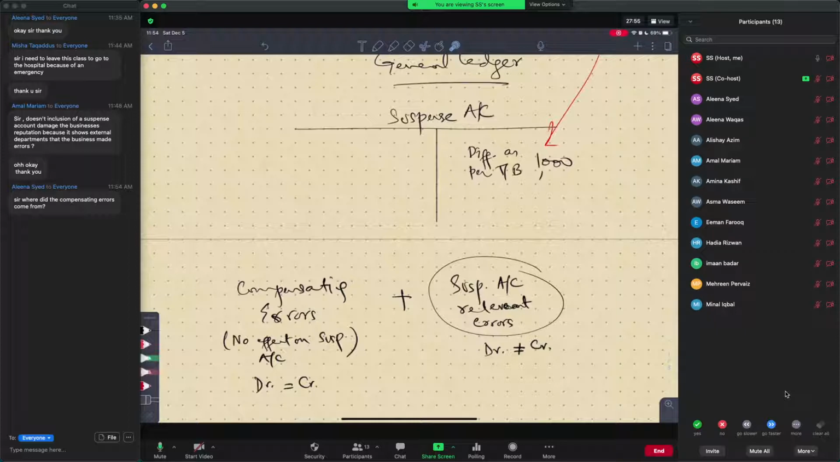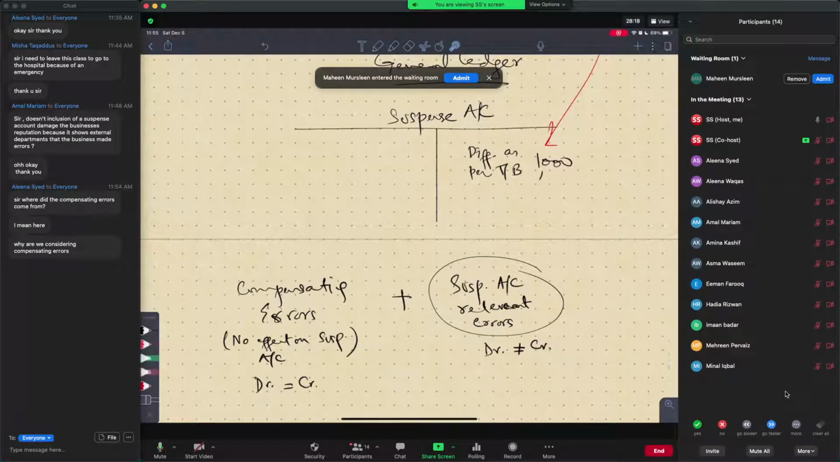Where did the compensating errors come from? As in, जैसे हमने question 1 and 2 किया, हमने किया था ना 12.1 and 2. We did do 12.1 and 2, right? हाँ, अभी हम एक question solve करेंगे. You will find it out.